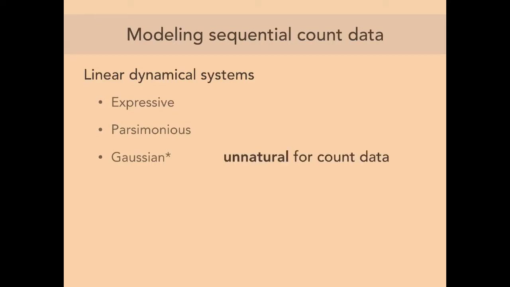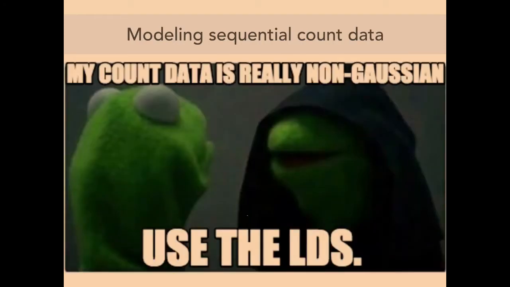But these models tend to be very unnatural for count data, okay? Either because they assume that the counts are themselves Gaussian, or they assume an appropriate count distribution for the counts, but they link them to latent Gaussian dynamics in a non-conjugate way, okay? And this area is very mature, and so there's a lot of code, and so one option is just use them anyway, okay?